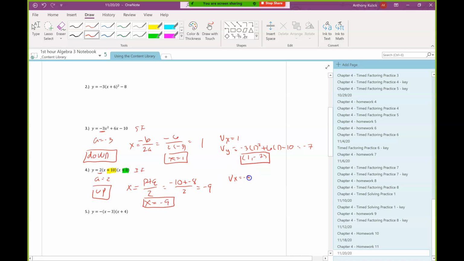And that's also going to be the x-coordinate for my vertex. To find the y-coordinate then, I'm just going to plug -9 in for x. So -9 plus 10 is 1, and -9 plus 8 is -1. So 2 times 1 times -1 is -2. So there's that.